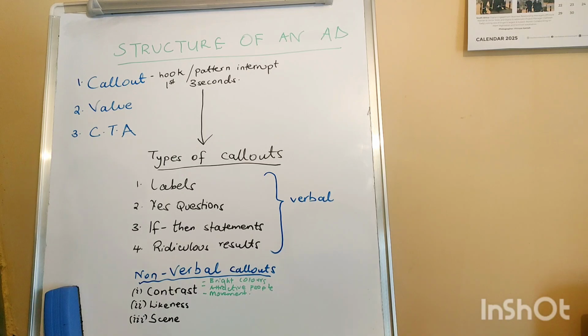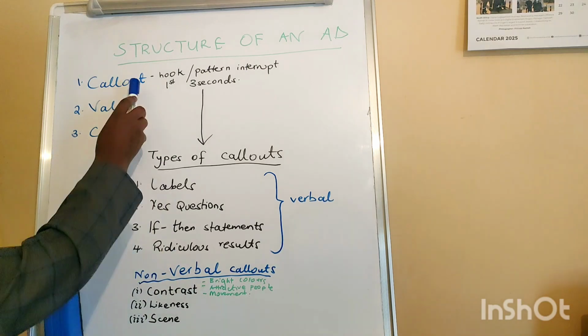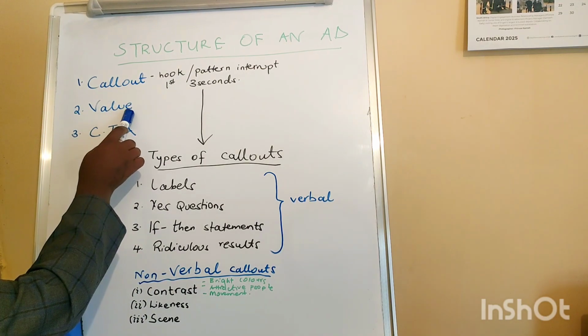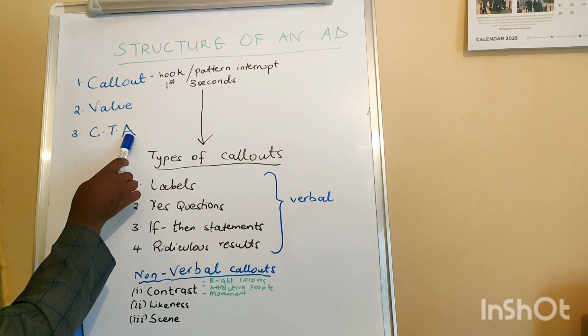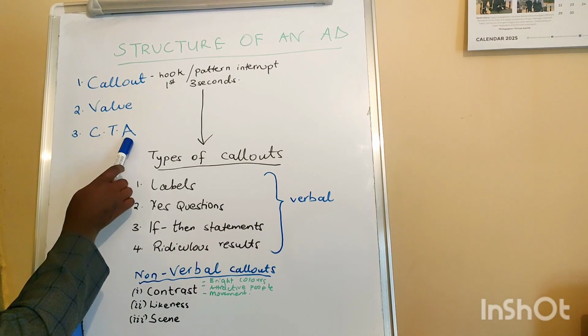Okay, so let's look at the structure of an ad. An advertisement has three parts. You have the call out, the value section, the middle part, the body, and the CTA. This is how you end your advertisement. This is the call to action.